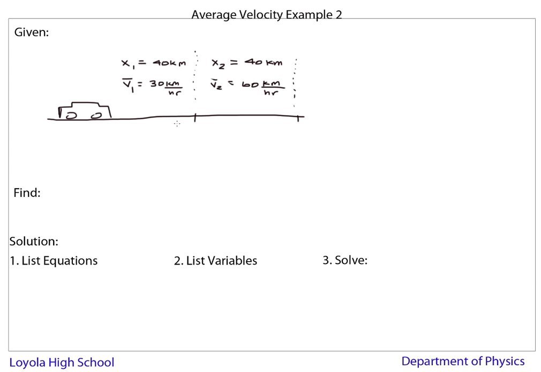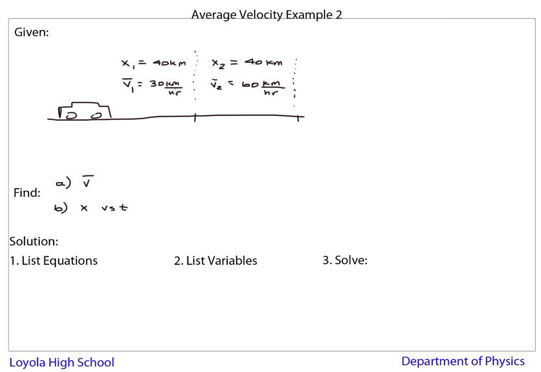Okay. And so what we're asked to find is, A, the average velocity for the entire trip. And B, we want to graph the position versus time.